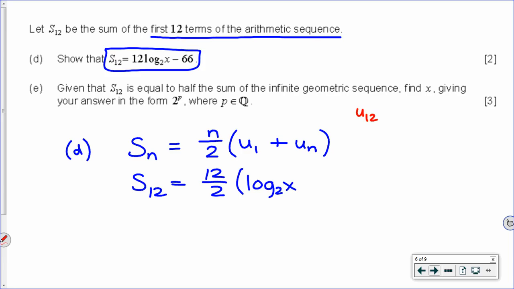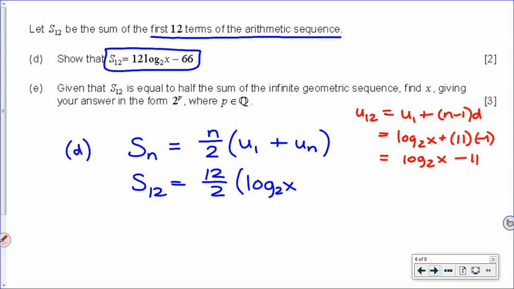U sub 12, because there's another formula in the book for finding any term of an arithmetic sequence. That would be to take u sub 1 and add n minus 1 times the common difference. U sub 1 is log base 2 of x. I'm looking for the 12th term, so that would be 11 here, and the common difference is 1. So I can see that the 12th term is log base 2 of x minus 11. And I can put that in right here, plus log base 2 of x minus 11.